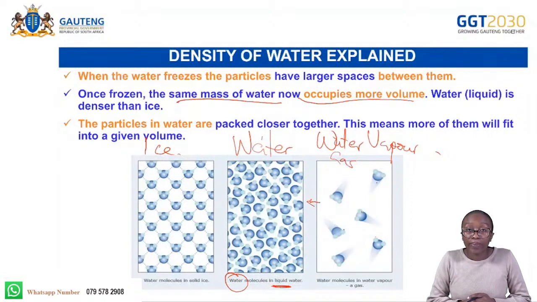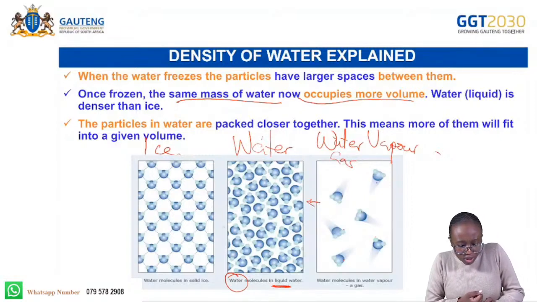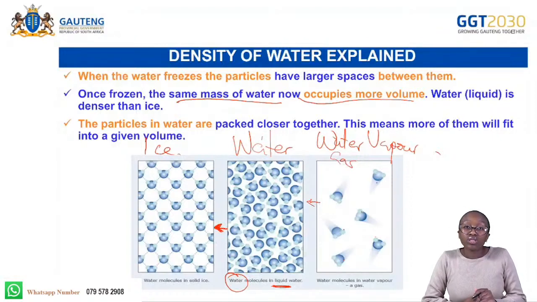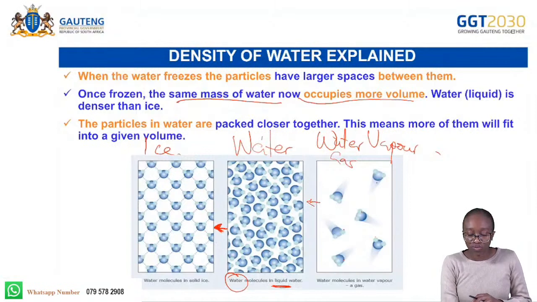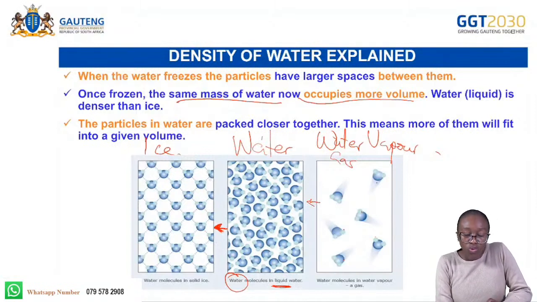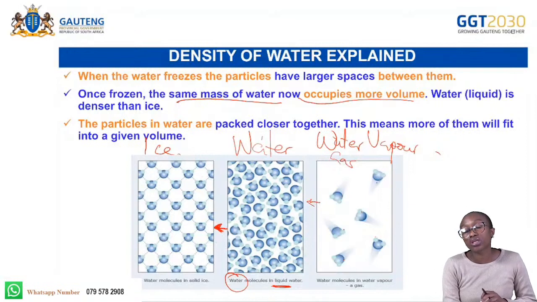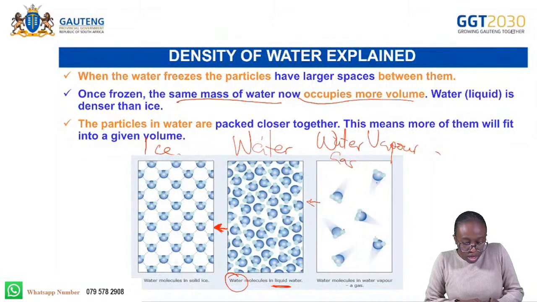Now, remember, to change the state, you need to either add energy or remove energy. So to remove the energy, what will become of the water? When we remove energy, or when we cool our water to a point where it freezes, the spaces between the water particles, or the water molecules, increase. So this is what the arrangement will look like.